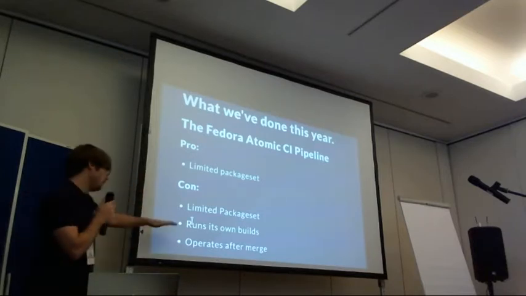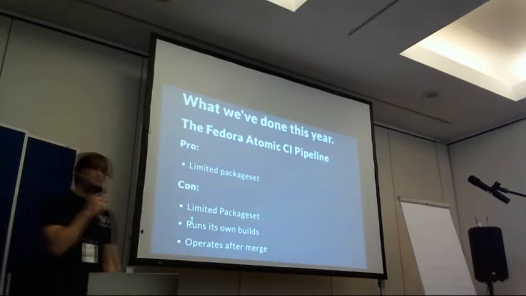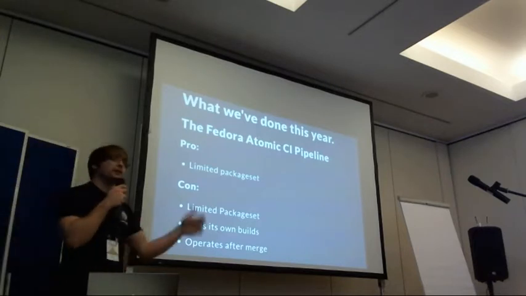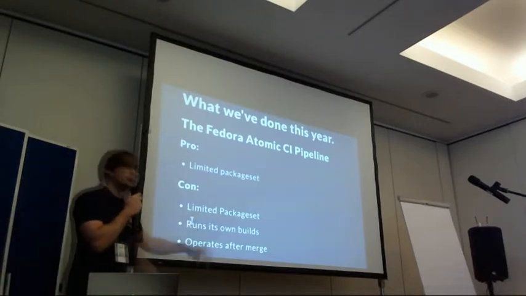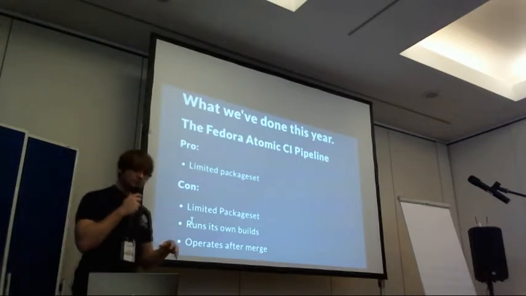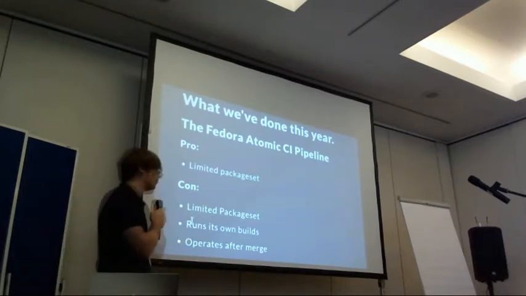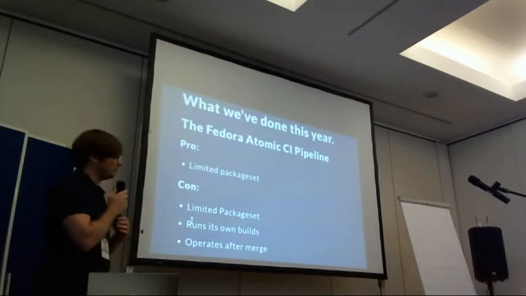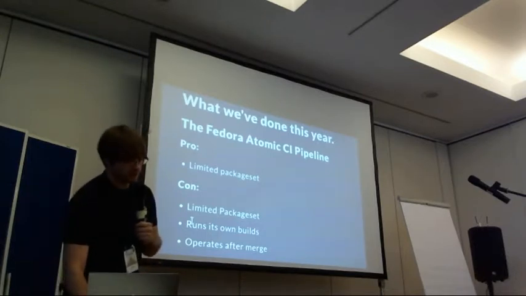The Fedora Atomic CI pipeline, I could have put all three of these in the pro and con section, because the pros are that all of this makes it easier to get started, but then we have to iterate on that to make it actually useful to the general packager ecosystem. The Fedora Atomic CI pipeline runs its own builds. It doesn't call out to Koji or anything like that. It's got a separate process for that. It runs its own test composes to do its own tiny little atomic host to do tests on, and it operates after the merge happens. So you don't really get results on this until after the push has already happened to dist-git.